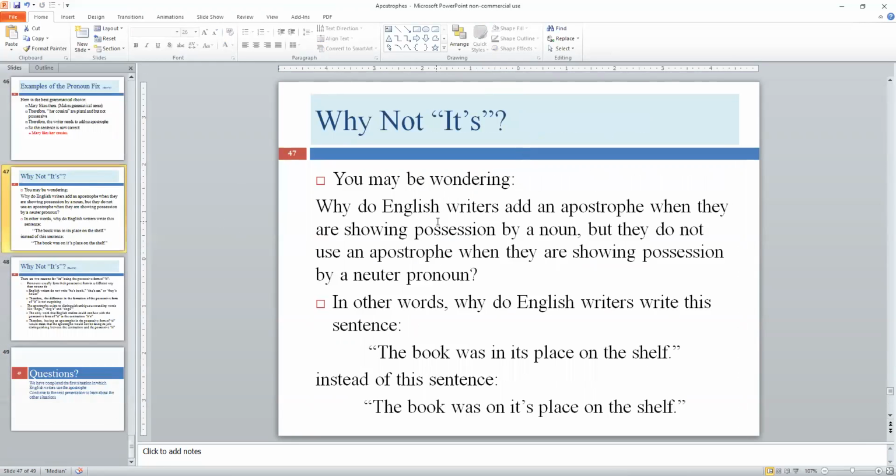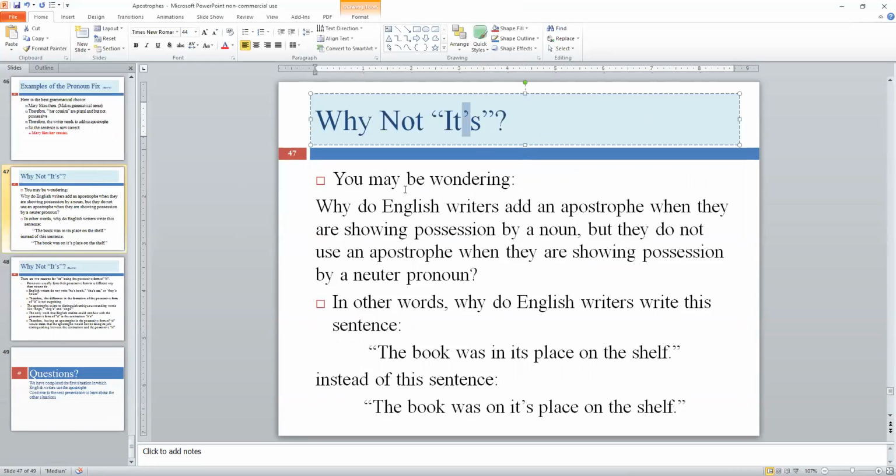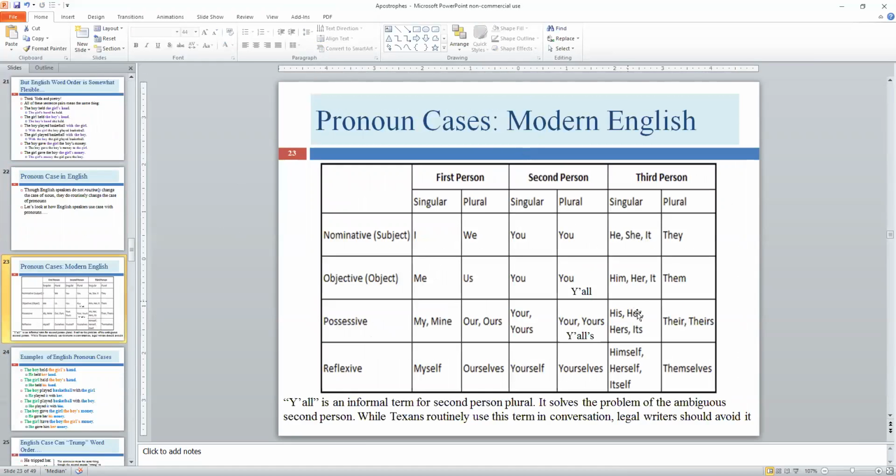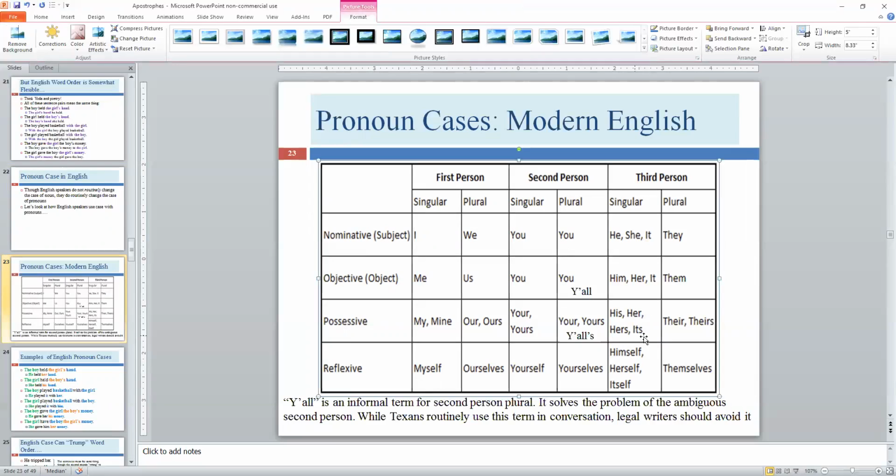Okay, so you may be thinking, the pronoun its that is possessive, it doesn't have an apostrophe. It doesn't have one. Let's go back and look at the table so I can prove that to you. Look here. We have its is third person neuter, and the possessive case is this one right here. This is the one that we're looking at. And look, there's no apostrophe.